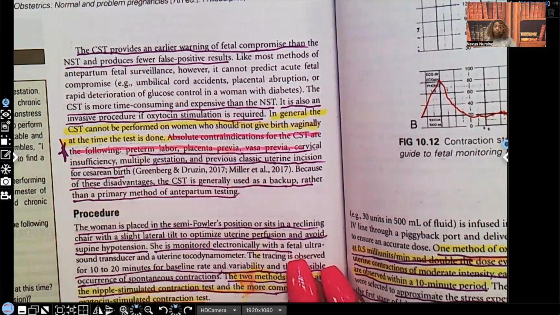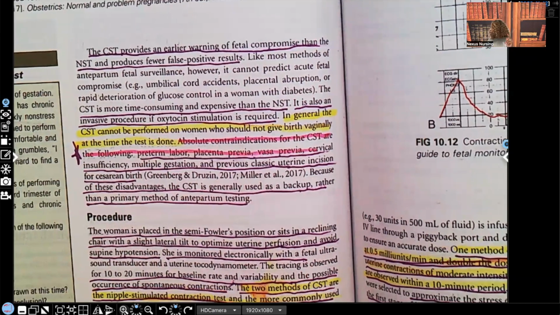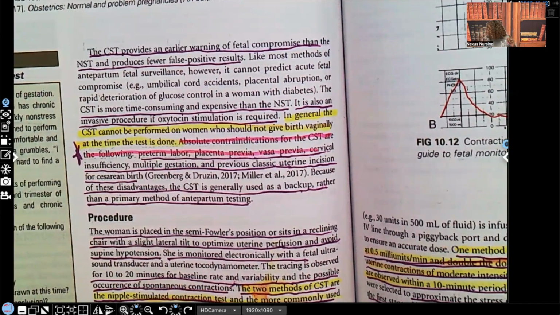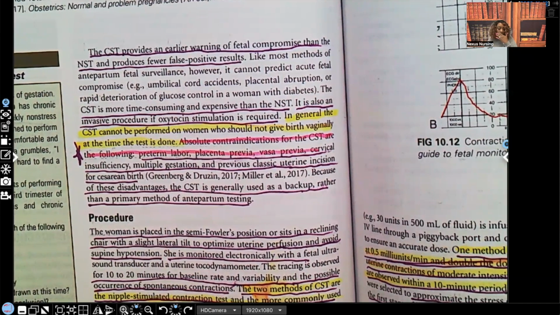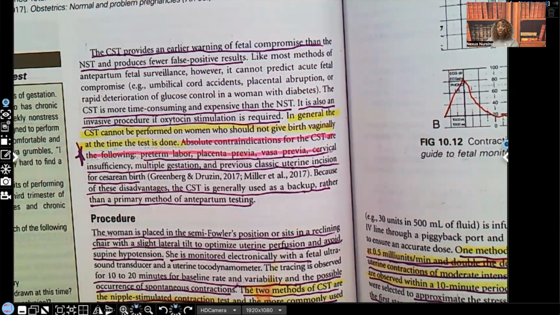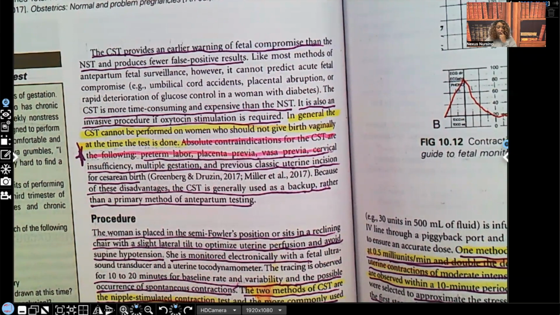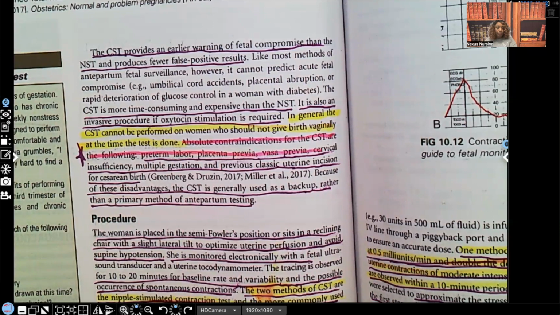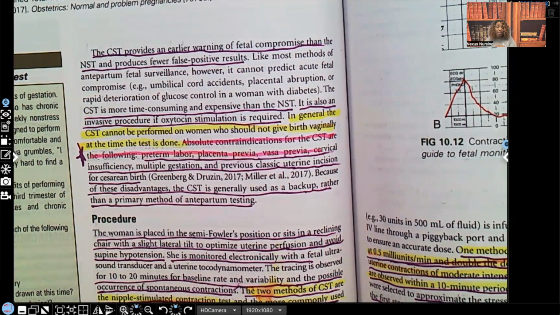Let's stop here. Give me a second, drink my coffee, and I'll explain to you why. What they're saying to you is that the contraction stress test should not be done if the woman is not prepared or cannot give birth at this time. Why? Because the contraction stress test can cause a woman to go into labor.